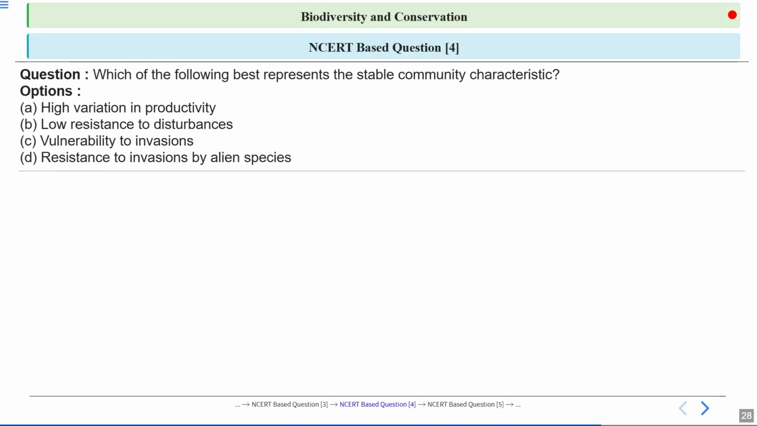Next question is, which of the following best represents stable community characteristics? The options are option A, high variation in productivity, low resistance to disturbances, vulnerability to invasions, and resistance to invasion by alien species. What will be the correct answer?